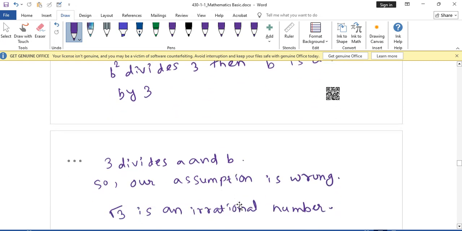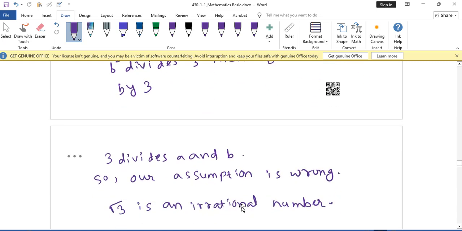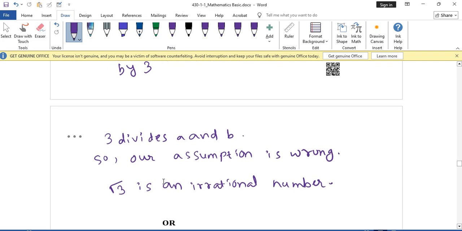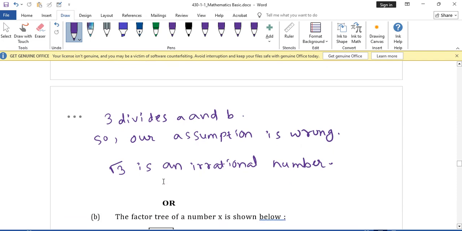So now 3 divides both a and b. Why is our assumption wrong? If a and b are co-prime numbers, then only we can say that it is a rational number. Here a and b are divisible by 3, so our assumption is wrong. So root 3 is an irrational number.